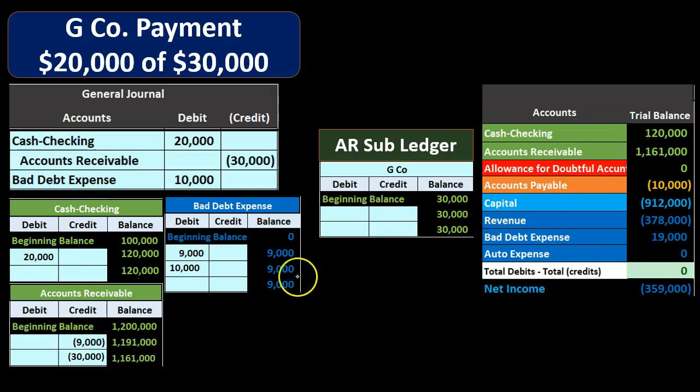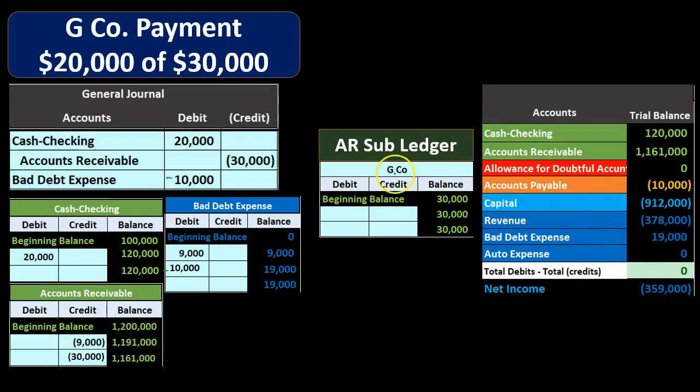Then the bad debt here, the thing that will differ, the bad debt changing as we determine that something will not be collectible, going from 9,000, here's the 10, here's the 10, going up by 10 to 19,000. That then matches the amount in the bad debt on the trial balance. Note once again that the net income is going down. Bad debt's going up, bringing net income down. That's the major difference between the direct write-off method and the allowance method.